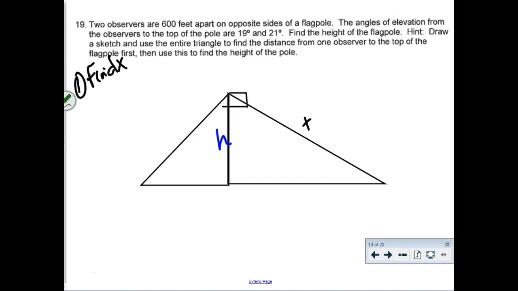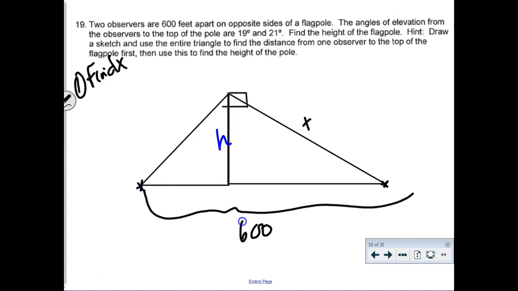So let's fill in some more of these clues that they gave us. The observers are 600 feet apart from each other. So this is one of your observers and this is the other one, so the entire distance from here to here is 600. And then the two angles are 19 and 21. It doesn't technically matter where you put the 19 and the 21 for the angles of elevation. If you want to follow along with what I did, 19 degrees here and 21 degrees here. But again, it really, honest to goodness, does not matter.